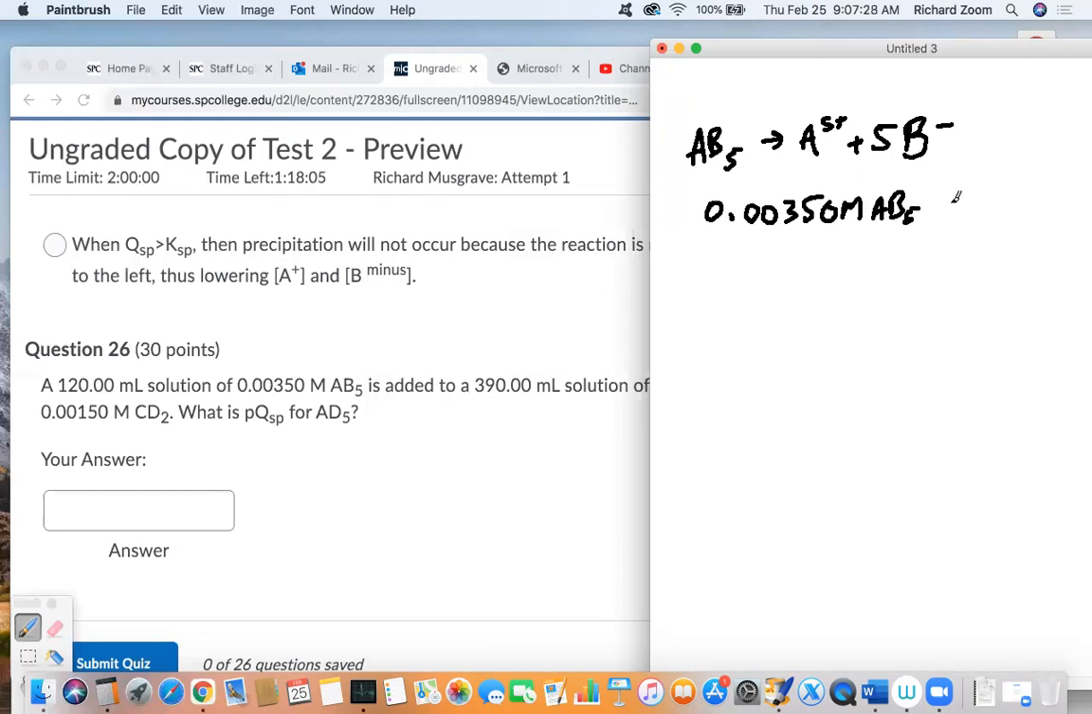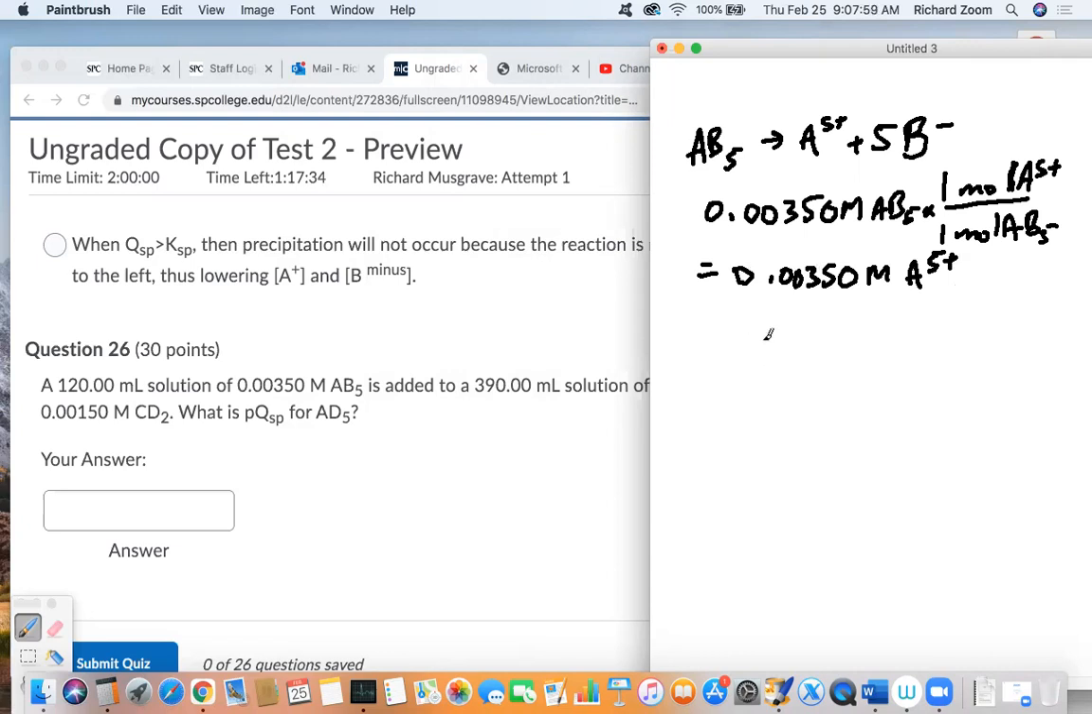And according to the equation, we're going to get 1 mole of A5 plus, which is what we're interested in here, over 1 mole of AB5. So it is just going to be 1 to 1, which is 0.00350 molar. And that's going to be A5 plus.